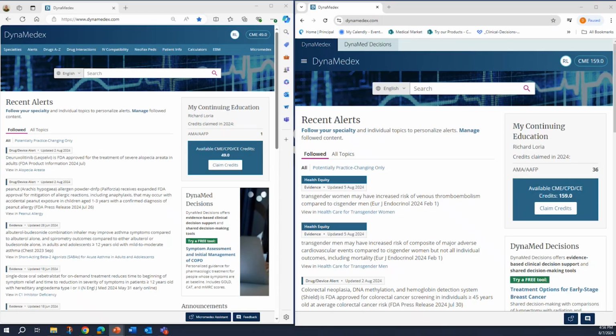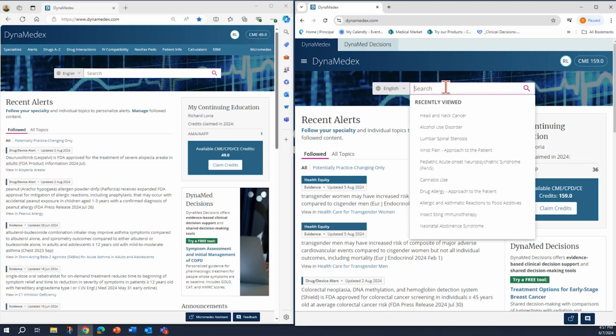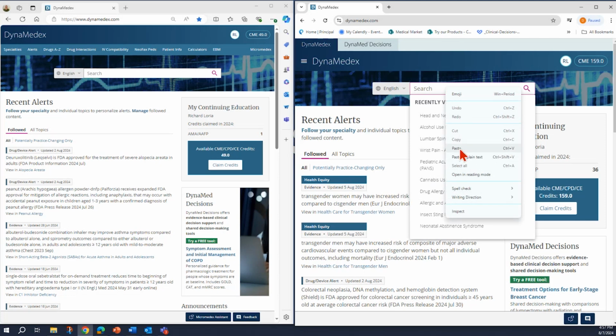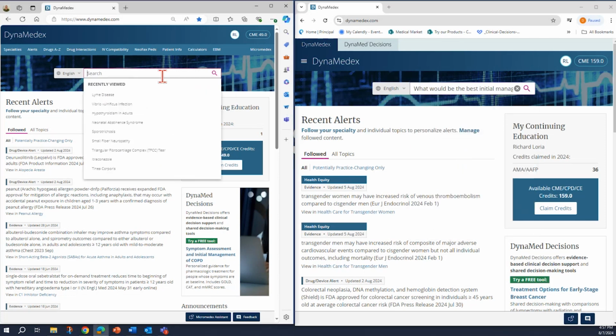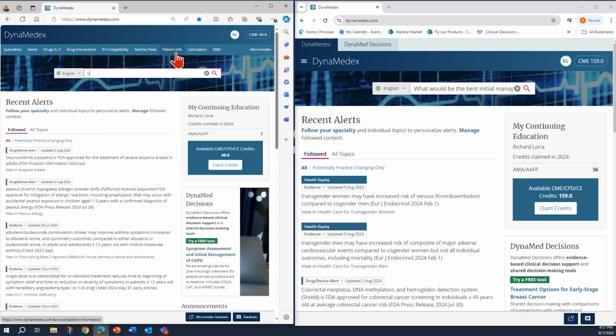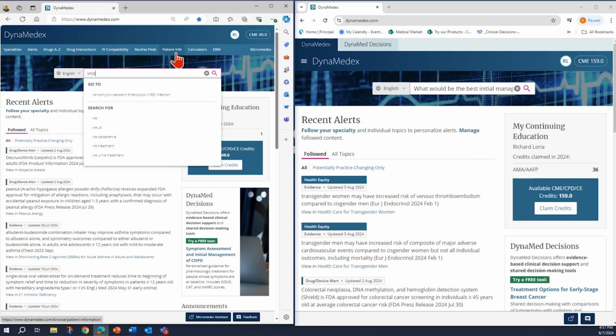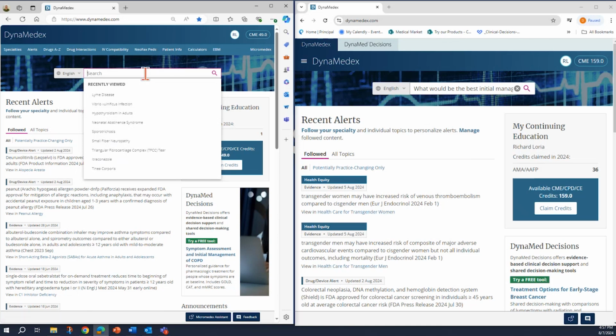One of the best ways to look at generative AI search may be to compare how a search would go in a platform that's using generative AI to conventional search. In this case, we have on the right-hand panel the Dyna AI generative AI search function, and in the left-hand panel, we have a conventional search engine. So we're going to formulate a search for what would be the best initial management for a patient with Vibrio vulnificus sepsis and allergy to quinolones.